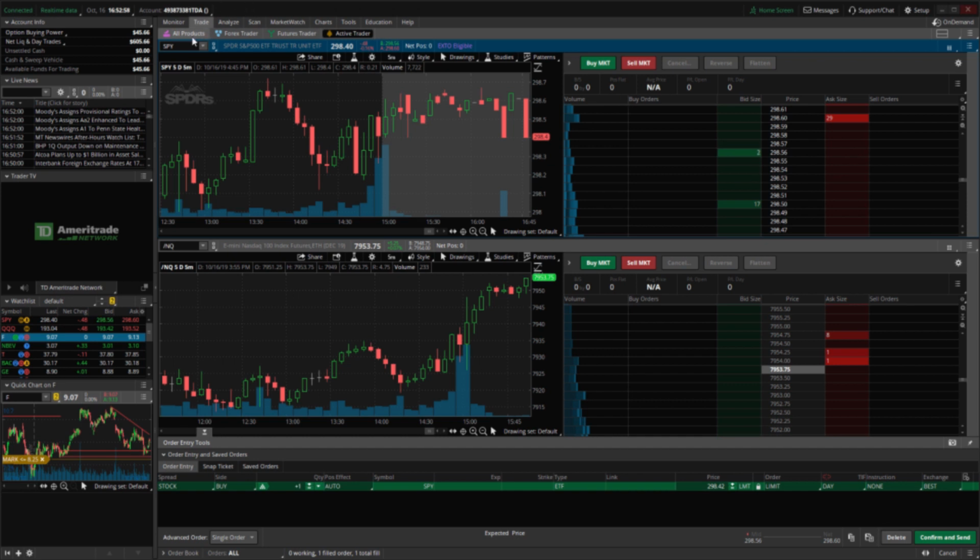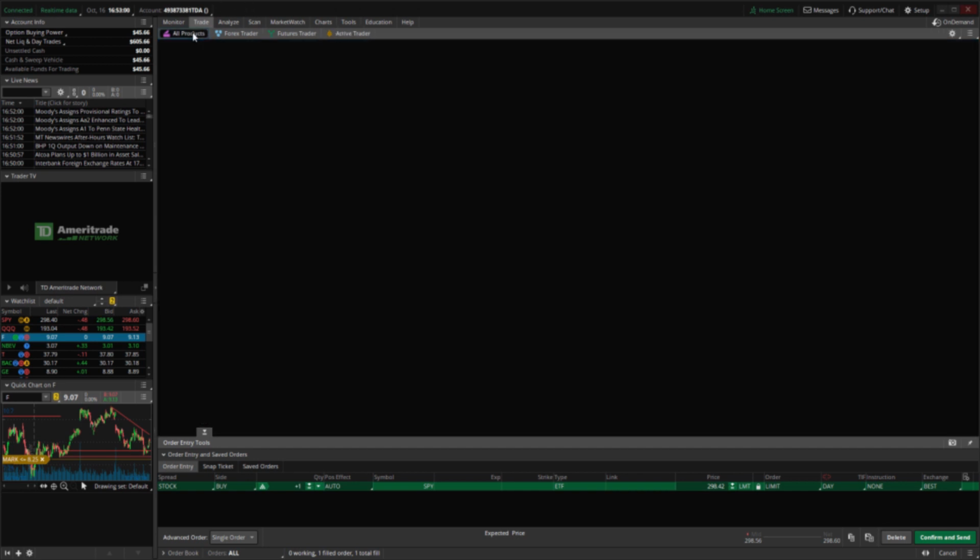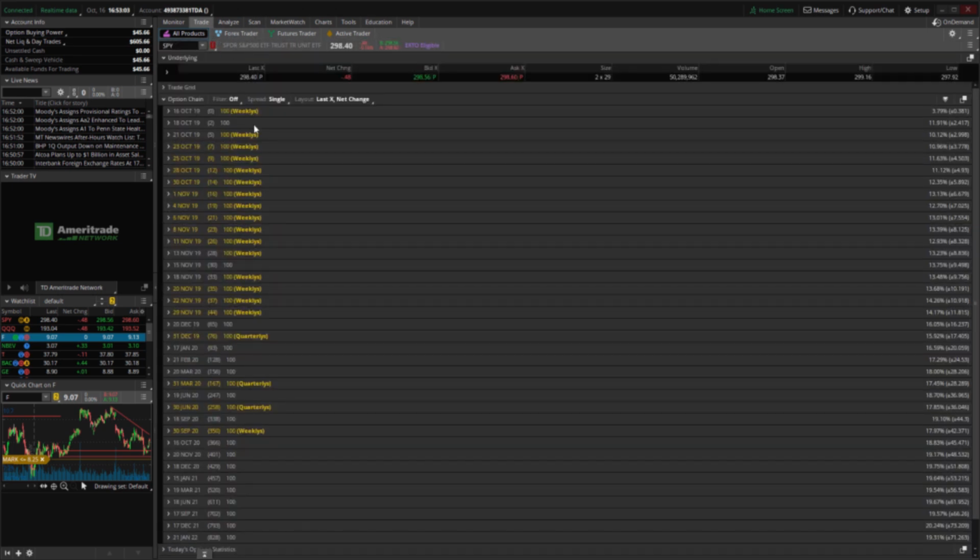If you want to trade options, what you would do is click on all products, and after you do this, it will bring up the options chain. So this looks pretty intimidating. What exactly is this? First of all, we're going to be looking at this top line. This top line is just telling you the price movement, the bid and the ask, and the volume. You can see the last price that this sold for was 298.40, which is what we just looked at, a net change of minus 48 cents.